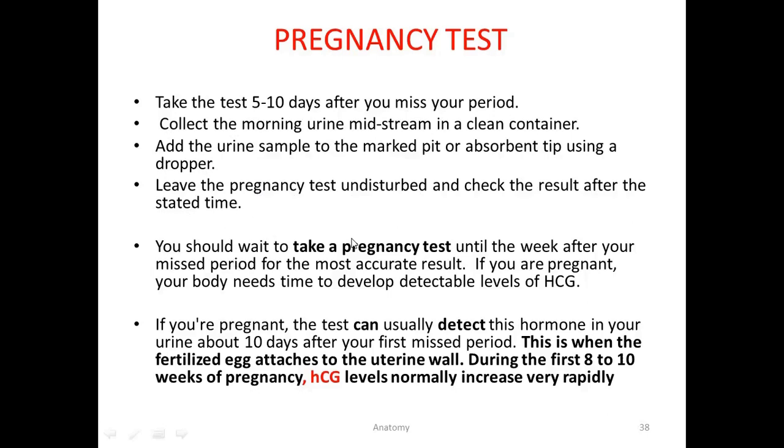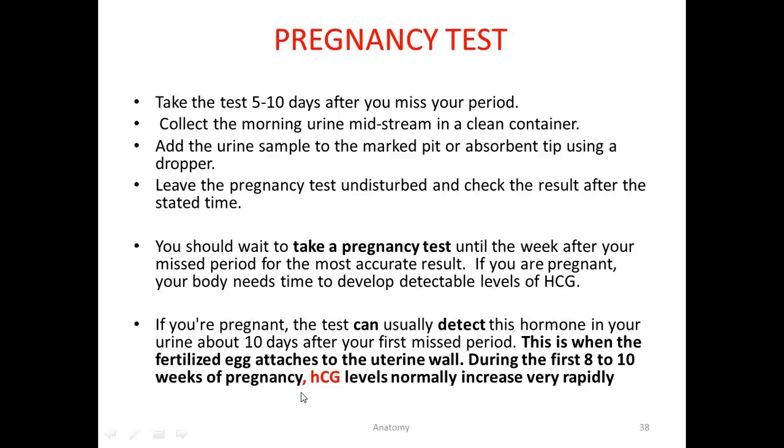You should wait to take a pregnancy test until the week after you miss your period for the most accurate result. If you want more accurate results, wait for 5 to 10 days after the missed period. If you are pregnant, your body needs time to develop detectable levels of HCG. Yes, they are formed initially, but they are not at detectable levels. So HCG by 5 to 10 days reaches a quantity which can be detected. If the pregnancy test is positive, the test can usually detect this hormone in your urine about 10 days after your first missed period. This is when the fertilized egg attaches to the uterine wall.